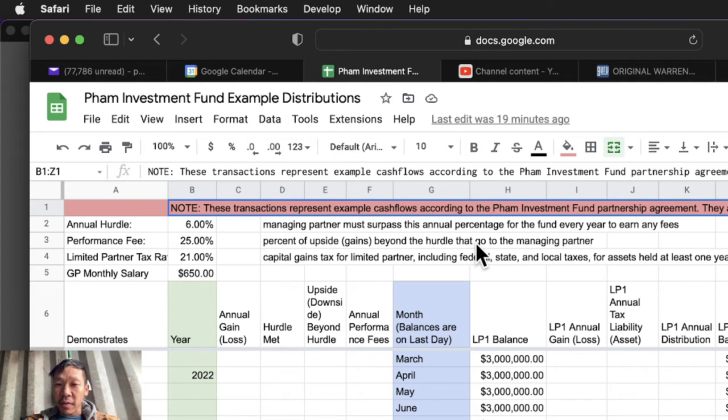And then there's also the option for limited partners to add additional cash, but only at the end of the year, and also to make withdrawals at the end of the year during the term of the partnership. So what are the parameters? The first is the annual hurdle, which we've set here as 6%. The managing partner must surpass this in order to collect any fees. The performance fee of any upside beyond the hurdle, in this case 25%, goes to the general partner, 75% to the limited partners. What is the tax rate?